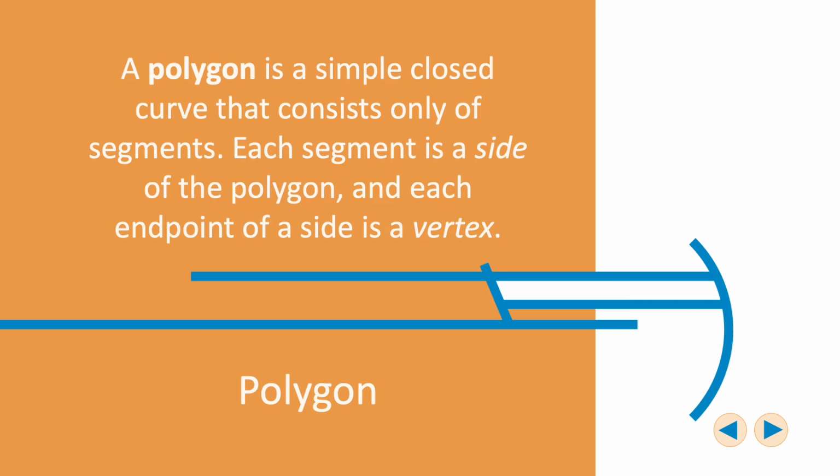A polygon is a simple closed curve that consists only of segments. So it's not round, it's segments. Each segment is a side of the polygon, and each endpoint of a side is a vertex.